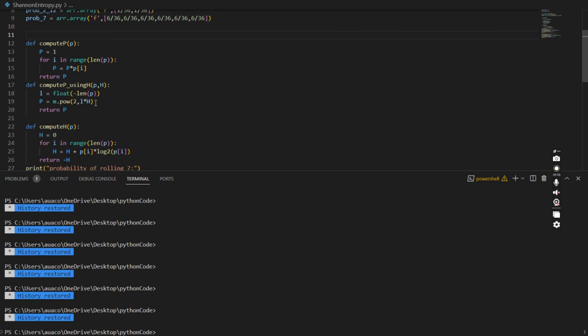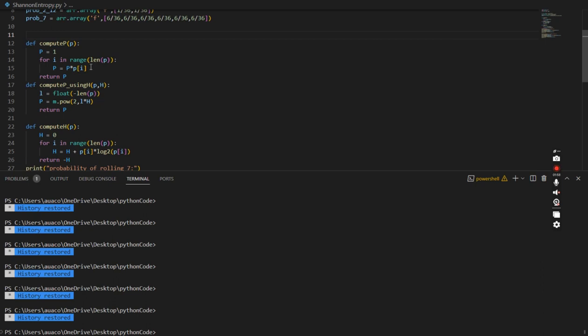After that, we compute the probability by creating a float, and then p equals the power of 2 to the 1 times H, or 2 to the length of p, which is an array that stores probabilities, and that in another way is n times H. So 2 to the n times H is the p, or the probability of the set.